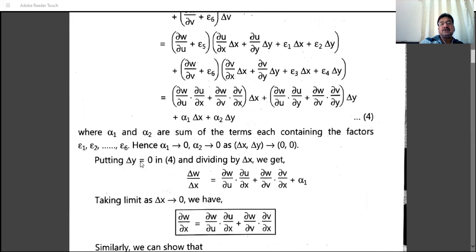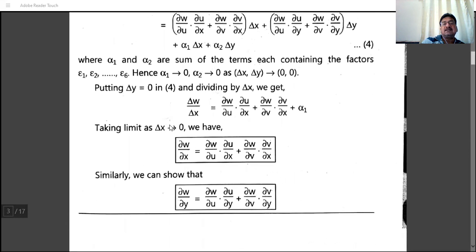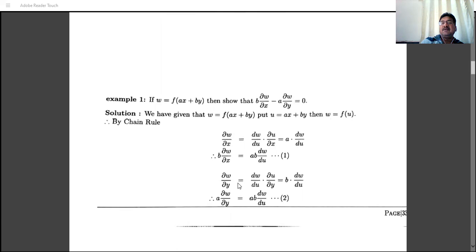Similarly, if we substitute delta x as 0 in equation number 4, divide by delta y, and take the limit of both sides as delta y tends to 0, then we have dabba w by dabba y, that is dabba w by dabba u times dabba u by dabba y, and dabba w by dabba v times dabba v by dabba y. So there is no need to write the same procedure again: putting delta x equal to 0 in equation number 4, dividing by delta y, and taking the limit as delta y tends to 0, we have this. So this is the second format of the chain rule. Now we will see examples on this chain rule in the next lecture.